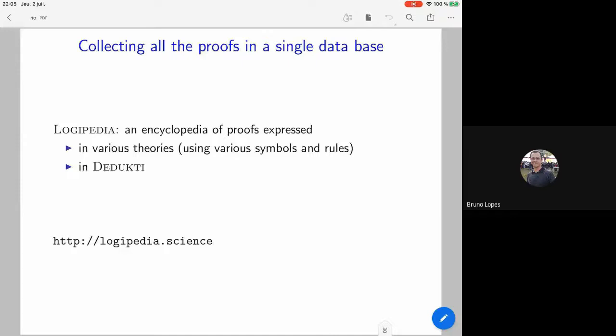But in fact, what really matters is not the theory. It is the symbols and rules that are used in the proofs. And if the symbols and rules fit within a fragment of the theory, then you can export them to a genuine proof in this theory, in particular to an external theorem prover.